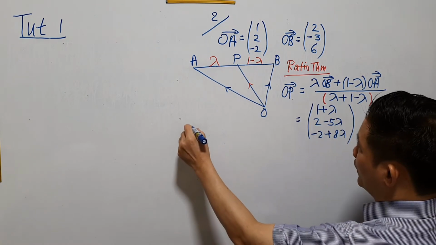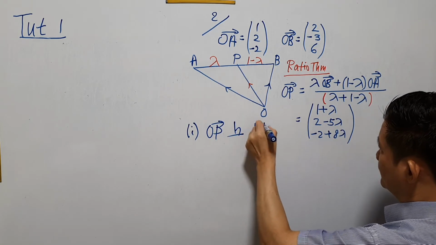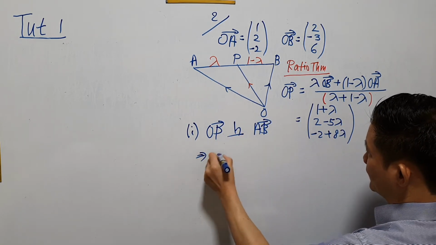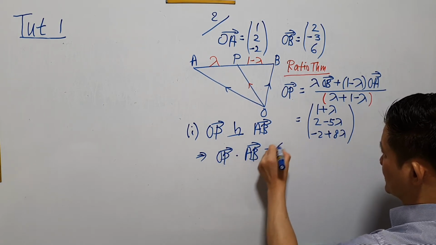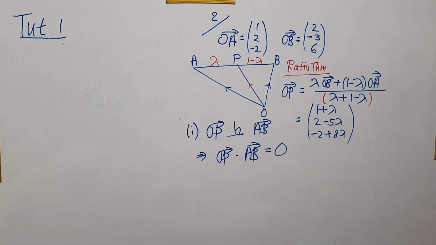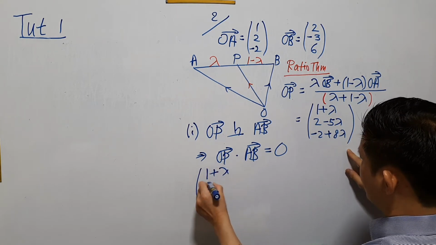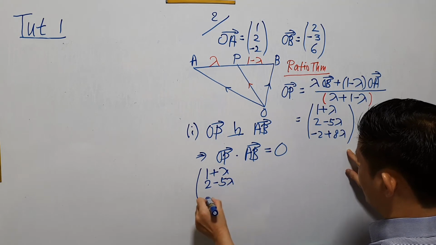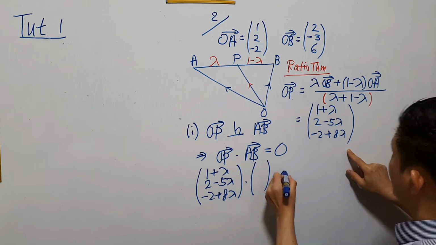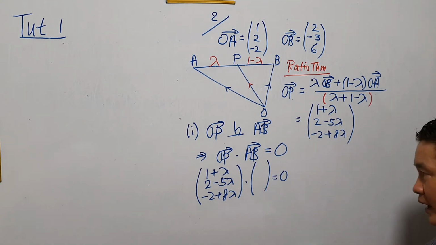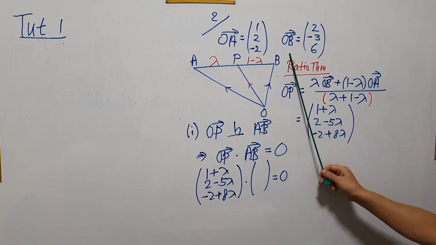in part 1, if OP is perpendicular to AB, then the dot product of OP with AB is equal to 0. So right now we take the vector OP, which is 1 plus lambda, 2 minus 5 lambda, minus 2 plus 8 lambda, and dot it with the vector AB. What is the vector AB? Vector AB is OB minus OA.